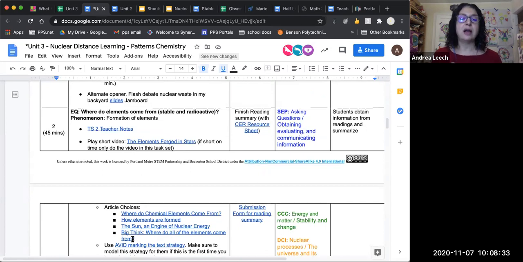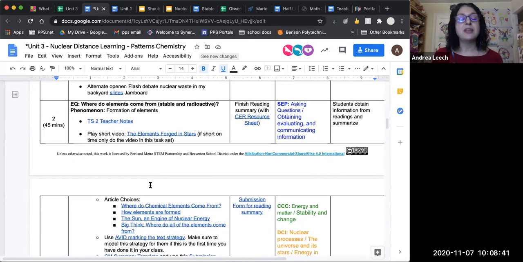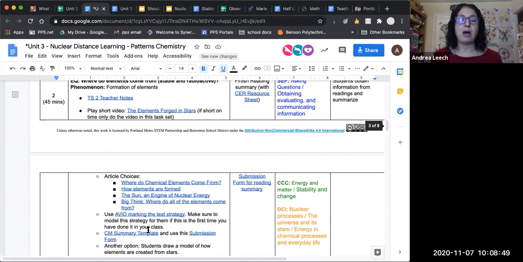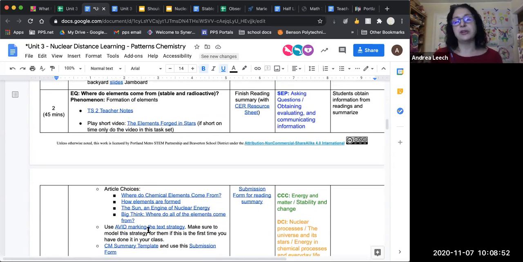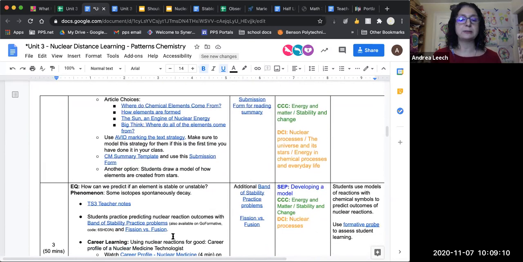After that, and those pieces are more likely to want to be a synchronous lesson because you'll have people talking to each other. The next thing is the where do elements come from. So this is watching some videos and doing some articles about stellar nucleosynthesis, the formation of elements in stars. And so it lends itself really well to an asynchronous activity because they're watching a video, maybe doing some AVID text marking, or they're writing up a summary of one of the articles. And so that seems to lend itself well to asynchronous work.